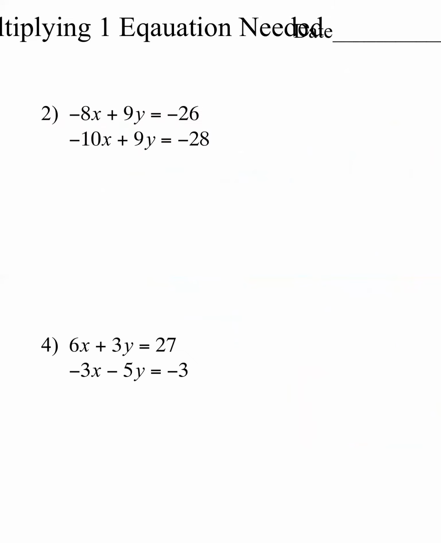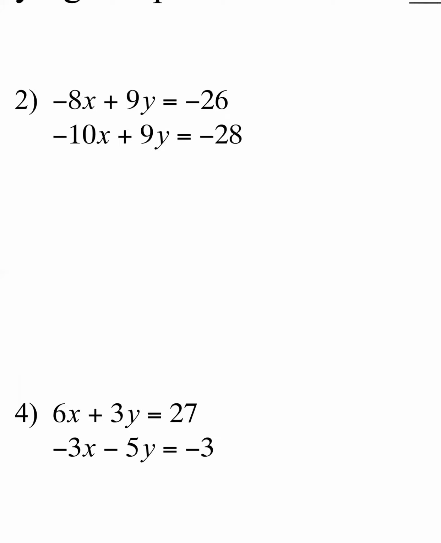Okay, so here I checked that my equations are in the same order. They are. I'm trying to zoom in a little bit more. There we go. They are in the same order. And I don't have a pair of opposites right now. Negative 8x and a negative 10x. But look at the y's. I have 9y and 9y. It would be so convenient if one of them was just a negative. Well, let's make it that way.